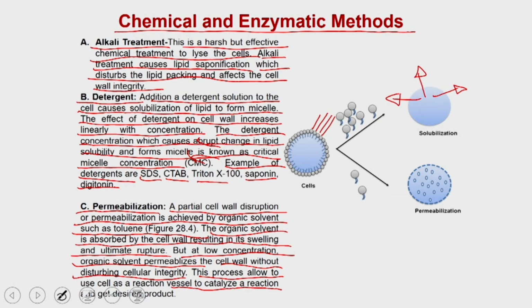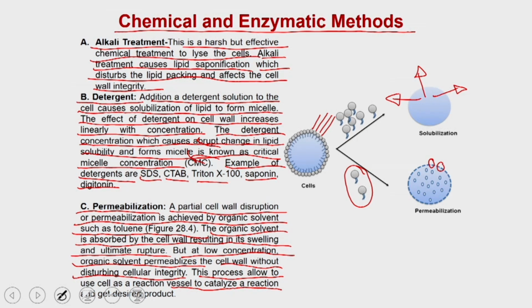Whereas in the other method, either you use organic solvents or even if you use the detergent in a very controlled concentration, it is not going to remove all the lipids which are present on the plasma membrane. Instead it is going to release the lipids in a discrete manner, and as a result it is going to make holes in the cell.